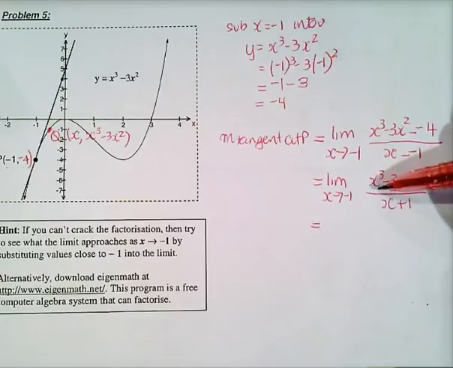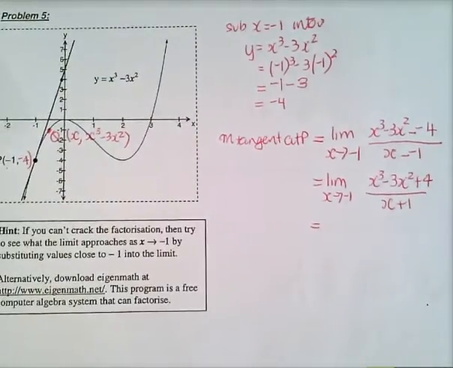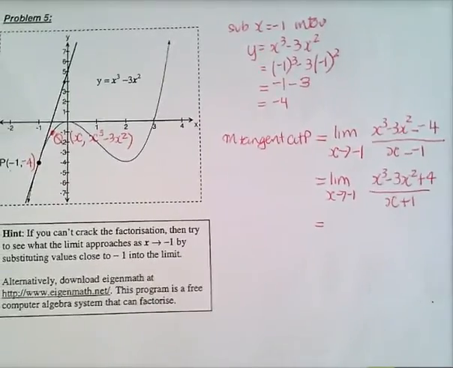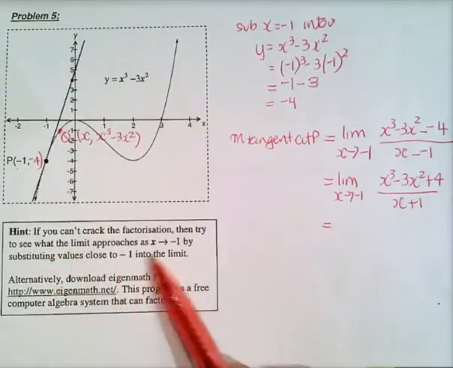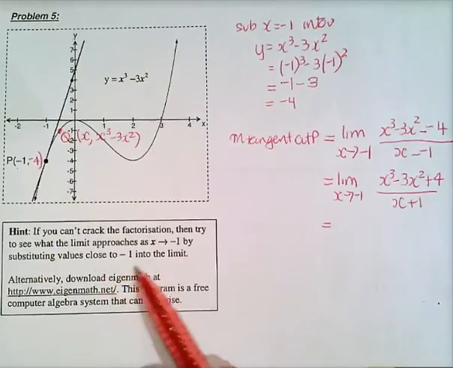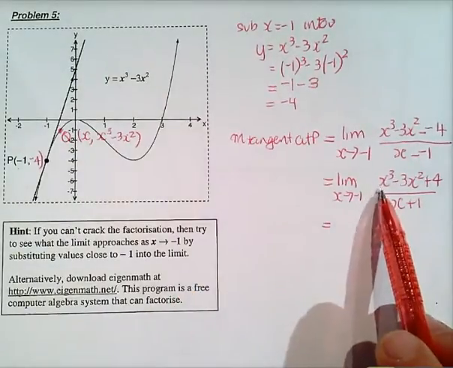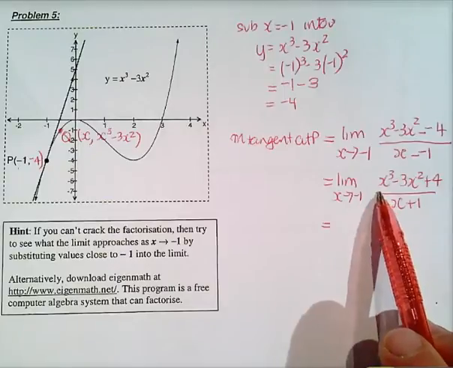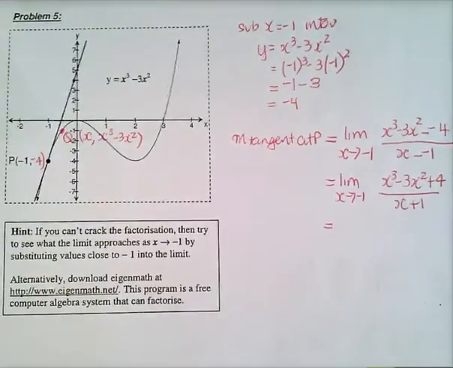So if we look at that, if you put -1 in here, you get -1 cubed is -1, minus 3 is -4, plus 4 is 0. So x plus 1 is a factor of that. Now, it does say here, if we can't do this factorization, we can see what the limit approaches as x approaches -1 by substituting in values close to -1 into the limit. So what we could do is substitute the value -1.001 or something like that into that, and then we would see what that limit is approaching.